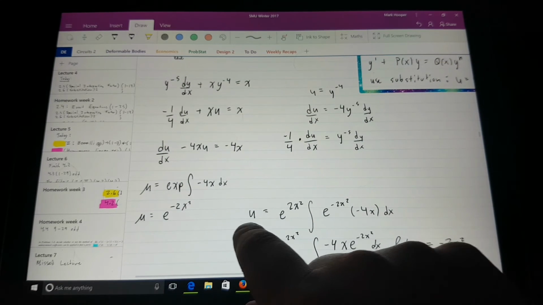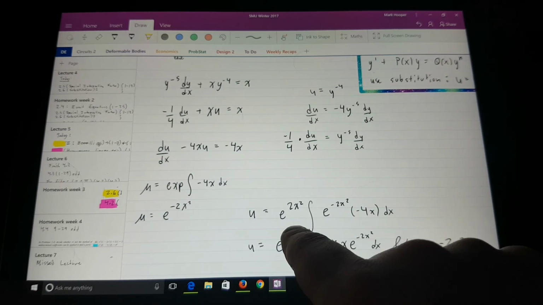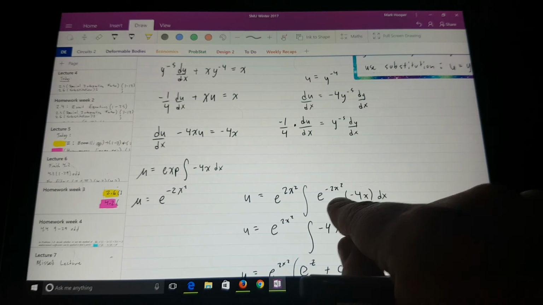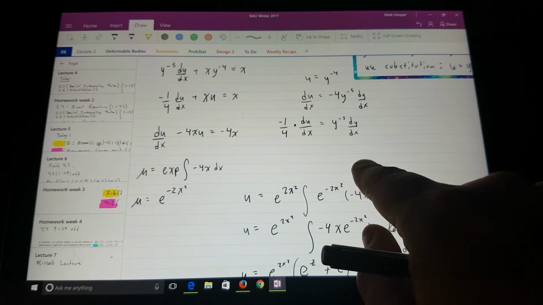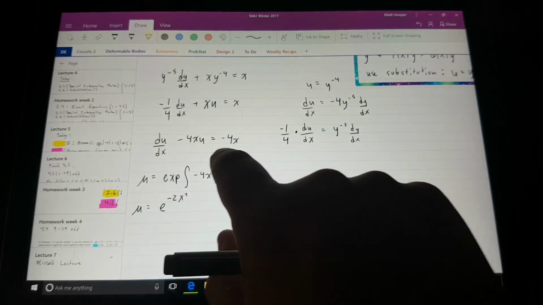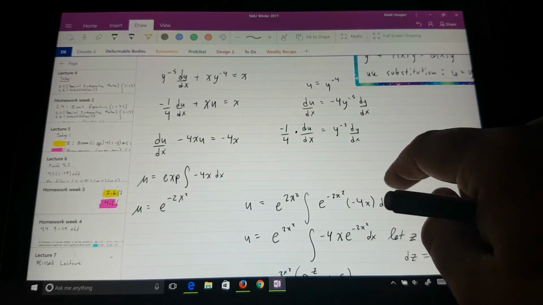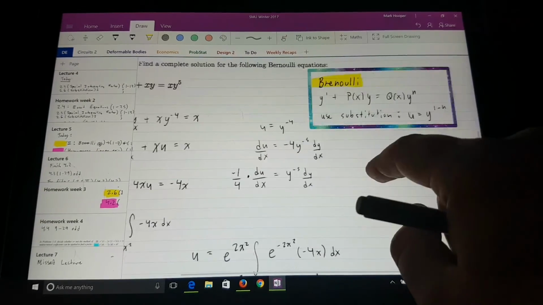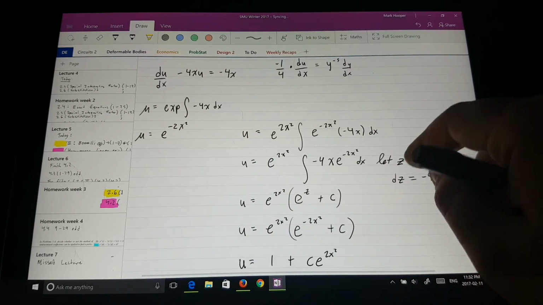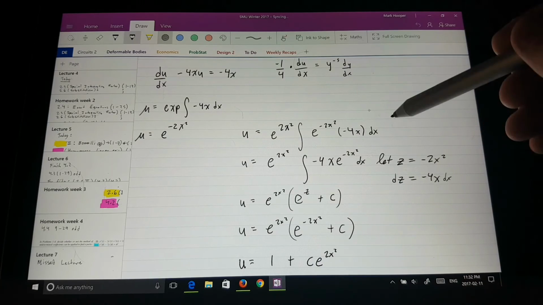So now, because of that, u is going to be 1 over mu, right? Because this was negative. So 1 over mu, multiplied by the integral of mu times q of x, which is negative 4x. I had to do a double take there because p of x happens to be q of x in this case. Maybe in all cases for Bernoulli, I'm not sure. I couldn't tell you for sure, but that might just be how the math works out.